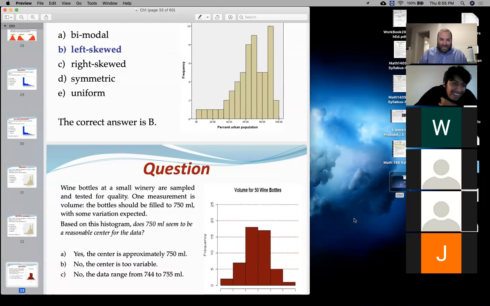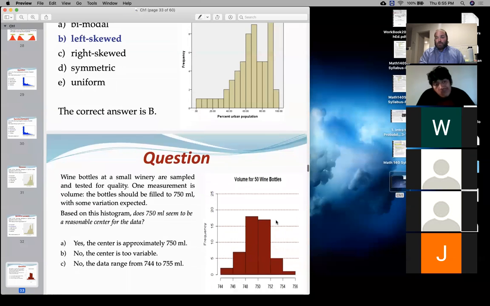We good. Okay. Anyway, wine bottles at a small winery are tested and sampled for quality, and one measurement is volume. Why is it important to have the right volume? Well, the winery doesn't want to give too much, because then they're not making as much. They're losing wine by giving too much away for free, and they don't want to give too little, because if they advertise it at $7.50 and it's really less than $7.50, then they can be sued by some consumer organization that makes sure that people aren't being cheated of their products. I'm paying for this amount, I want this amount. So it's very important to be near $7.50.